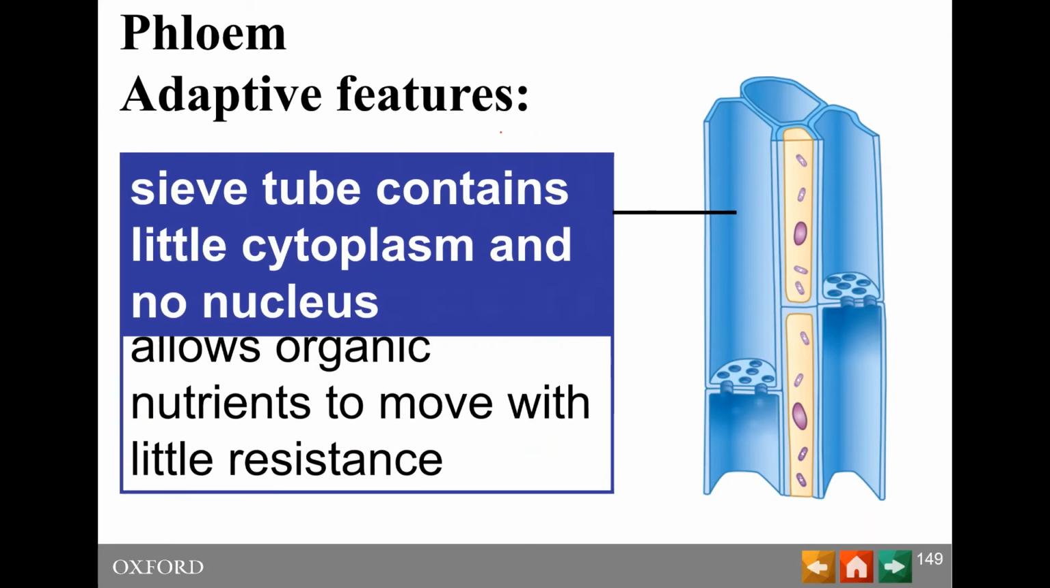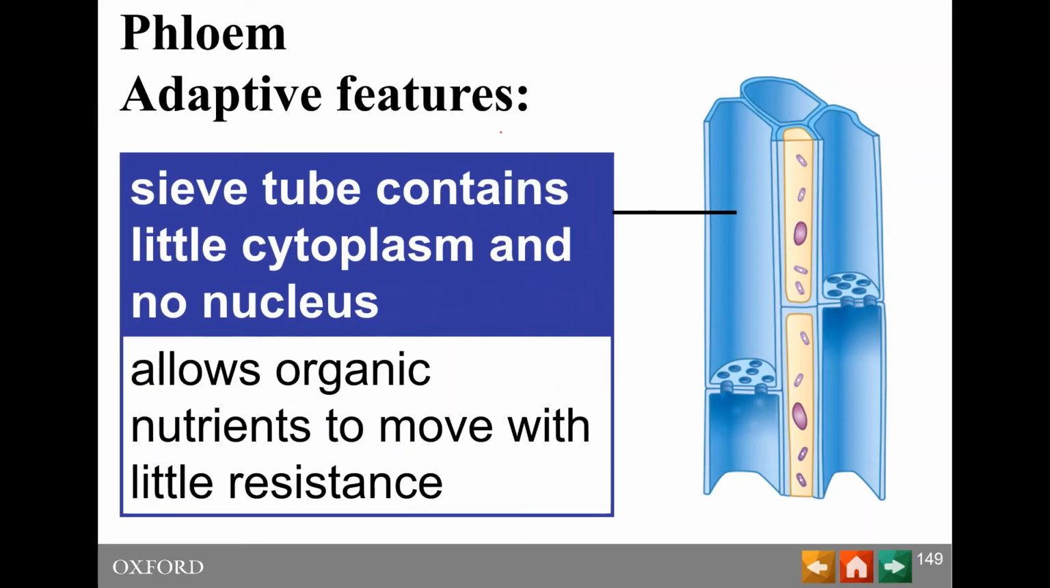Now, how does the phloem adapt to organic nutrient transportation? First of all, the sieve tube contains little cytoplasm and no nucleus. These are living cells, so of course, unlike the xylem vessels, they are not simply hollow tubes. The sieve tube contains some cytoplasm and no nucleus, but still, this structure allows organic nutrients to move with little resistance.